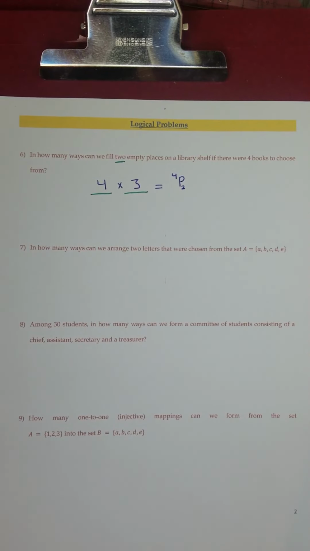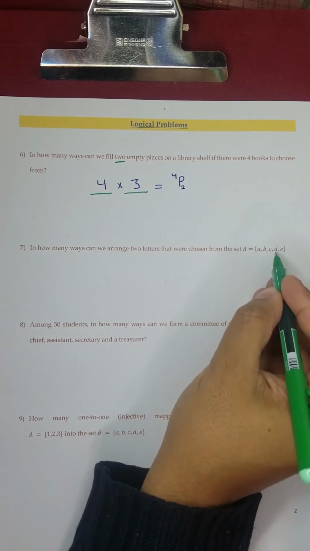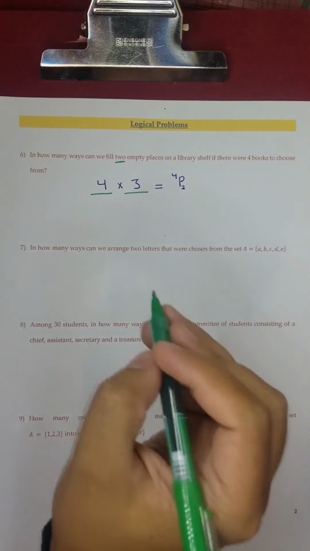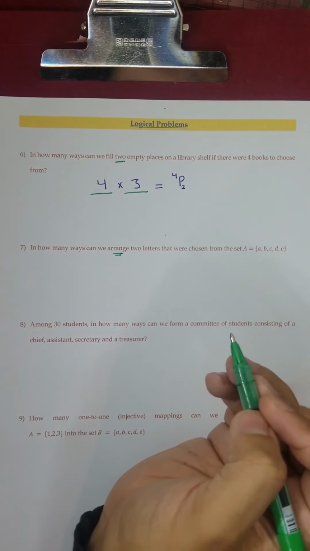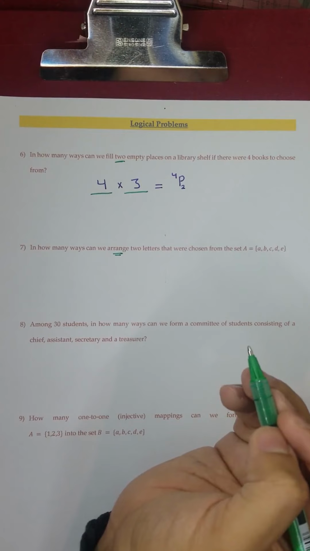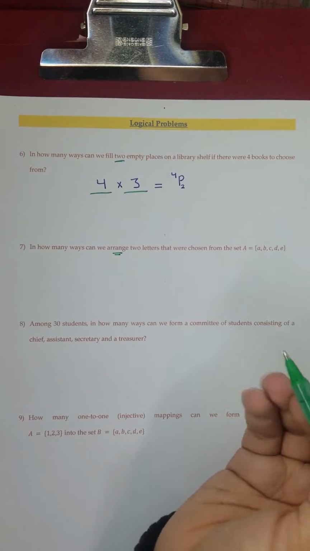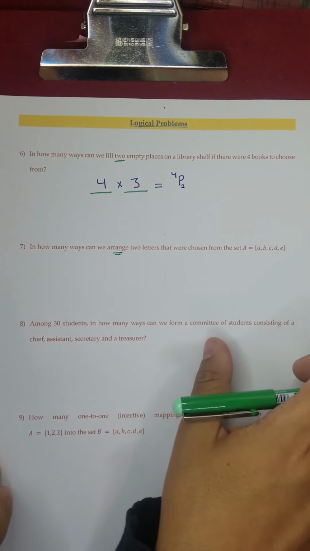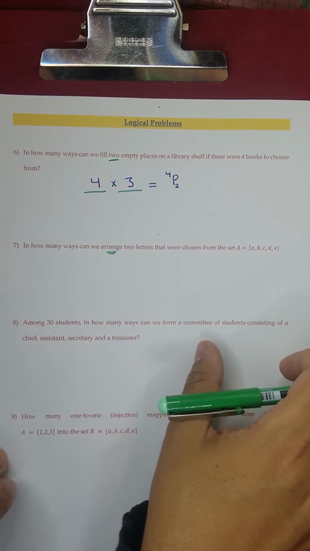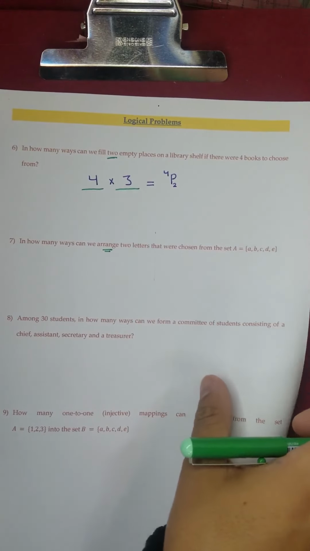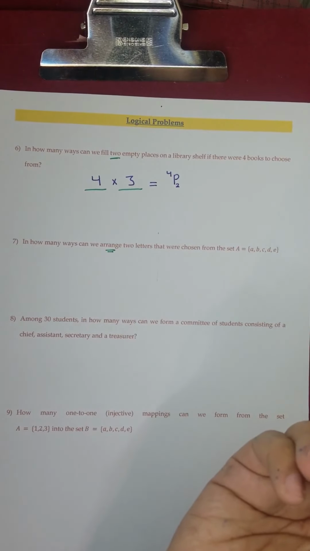In how many ways can we arrange 2 letters that were chosen from the set A, B, C, D, E? Okay, so we want to arrange 2 letters. The question does not say without repetition. So if it doesn't say so, you assume that repetition is allowed. Whenever it doesn't say without repetition, you assume that repetition is allowed. In the previous question, I added without repetition because I forgot it from the question. But in this question, they don't say whether they want it with repetition or without repetition. So as long as they say only 2 letters, we assume that repetition is allowed.